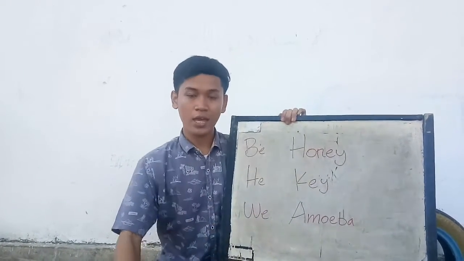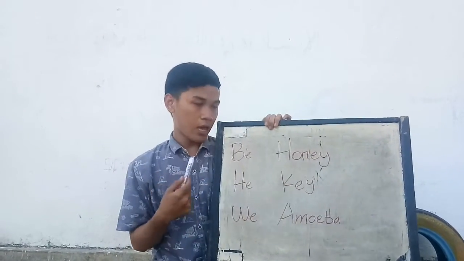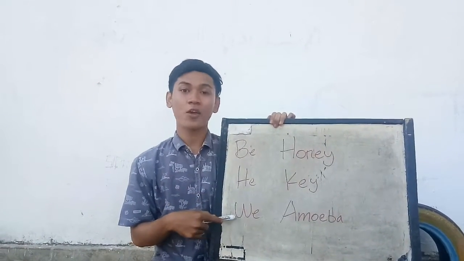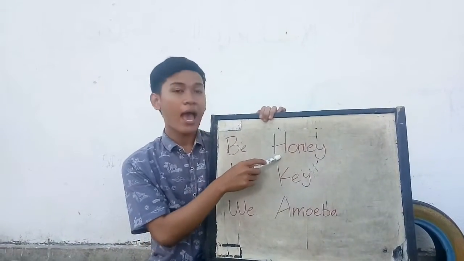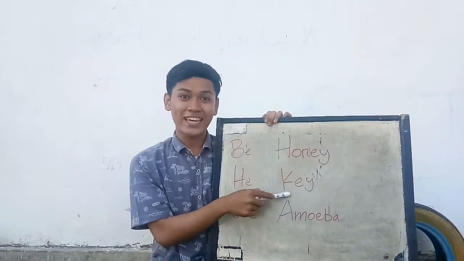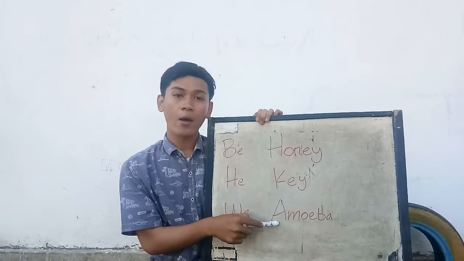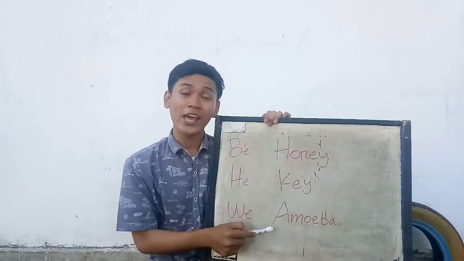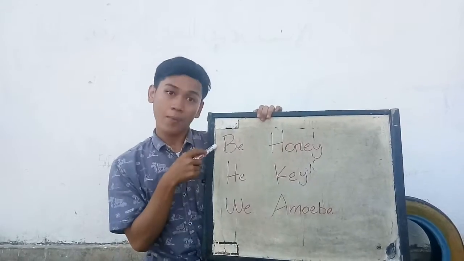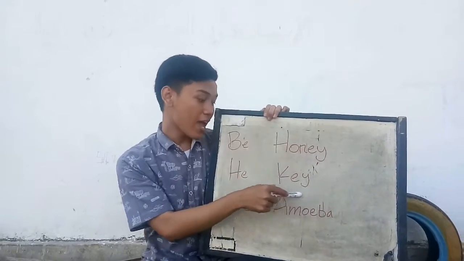The first example is bee. And then the second is he. And then we. And then honey. And then key. And the last is not amoeba but amoeba. Let's try once more: bee, he, we, honey, key, and amoeba.